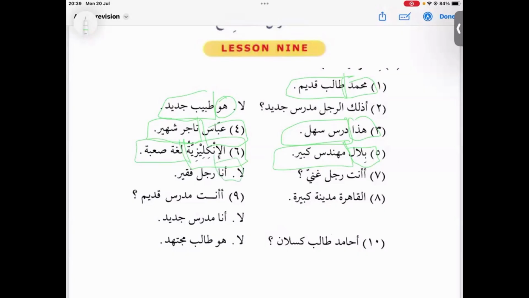أنا مبتدا. أنا is a pronoun. It's like أنا and هو and هي and أنت and أنتِ are all pronouns. أنا رجل فقير خبر. القاهرة, Cairo, مدينة كبيرة خبر. أنا مبتدأ. مدرس جديد خبر. هو مبتدأ. طالب مجتهد خبر.